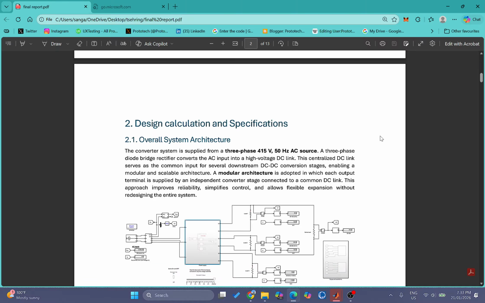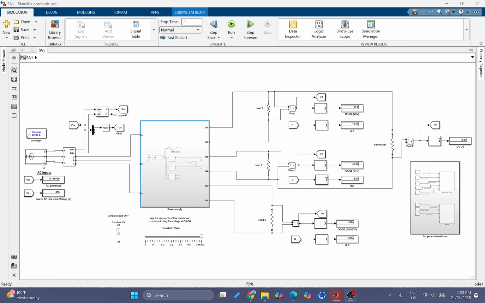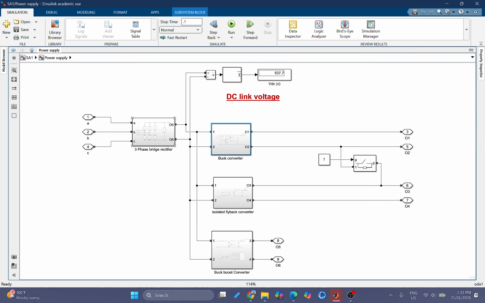So, firstly, the system architecture. The system begins with a 3-phase 415 volt AC input, which feeds our power supply or converters. Firstly, we have a 3-phase bridge rectifier. Then it converts the AC power to DC power, and then it feeds different types of converters.